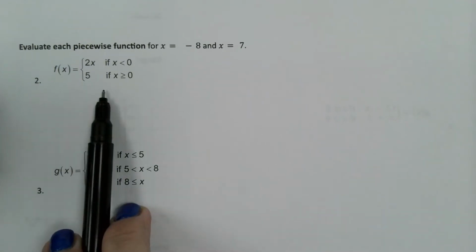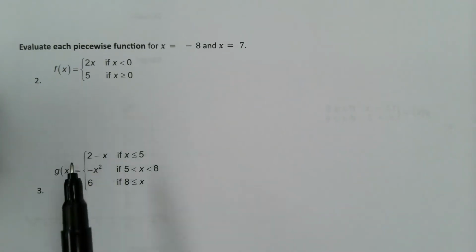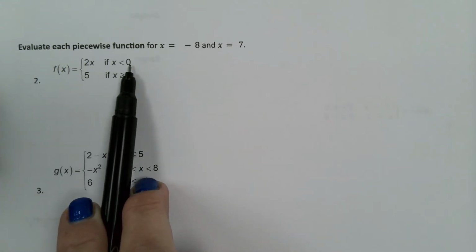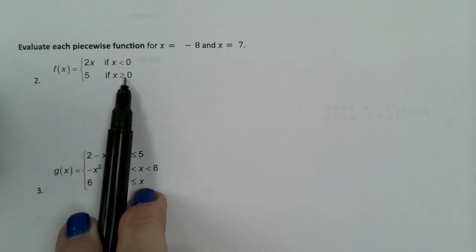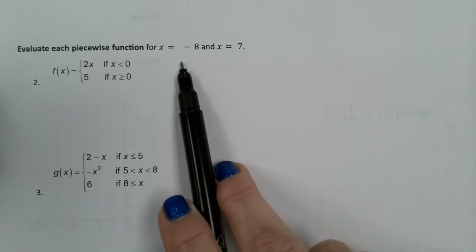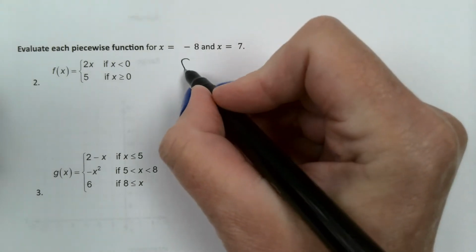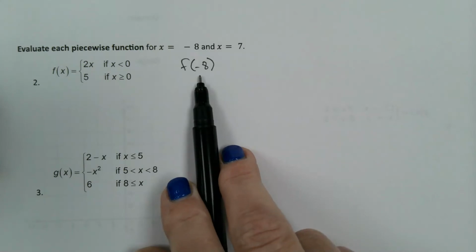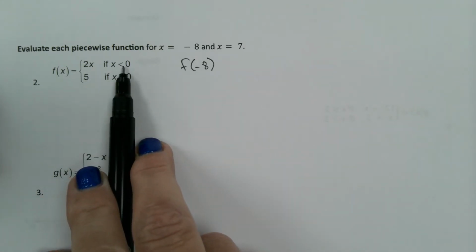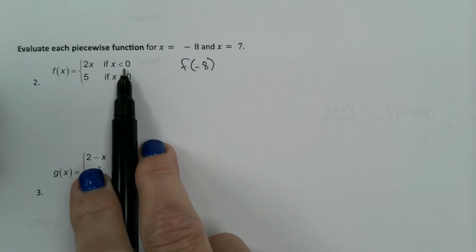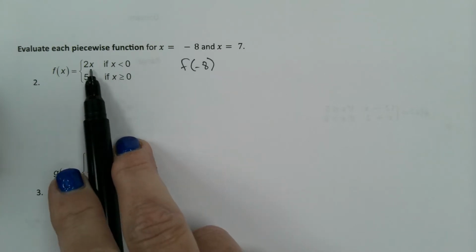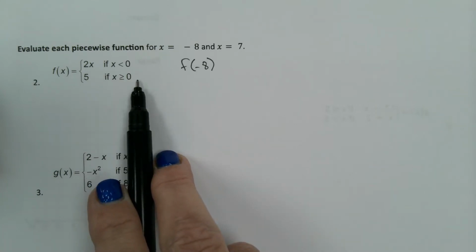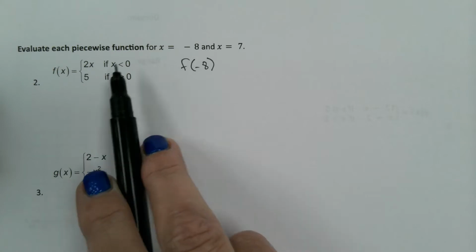So this is what a piecewise function would look like that we are going to work with. The function is something for one set of values and something different for another set of values. So I have to figure out what is f of negative 8. Negative 8 is my x value, and right here you have to look at your parameters. This says if x is smaller than 0, then use 2x. But if x is 0 or more, then you use 5.